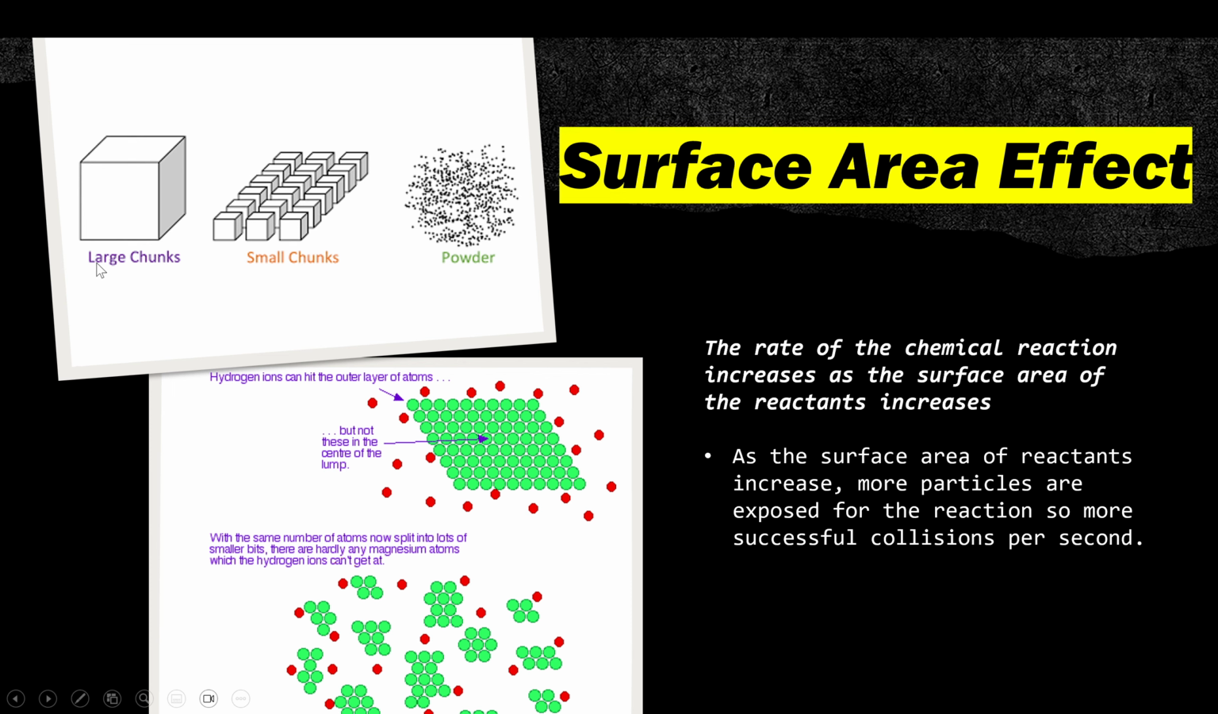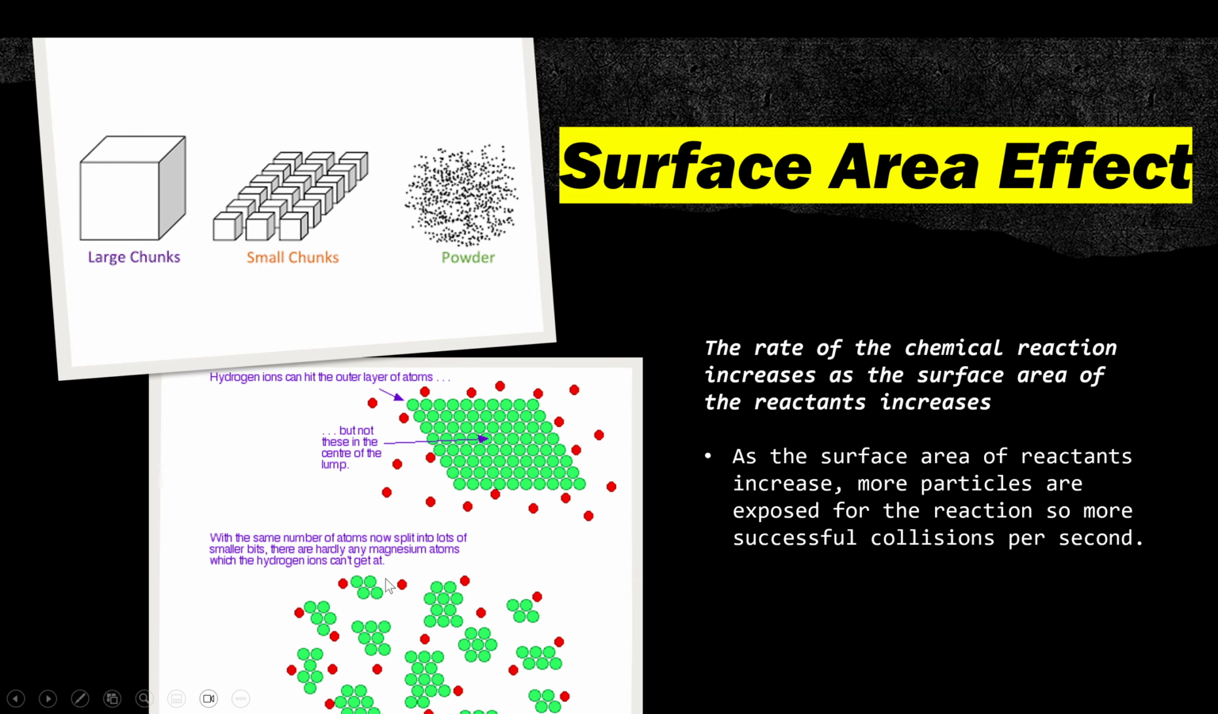But if I take the large piece and I crush it into powder, now more particles are exposed. The chances of the red circles colliding with the green circles increases. So this is why we say larger surface area. It's larger surface area exposed for the reaction. And if I have that, then I have higher chances of successful collisions.